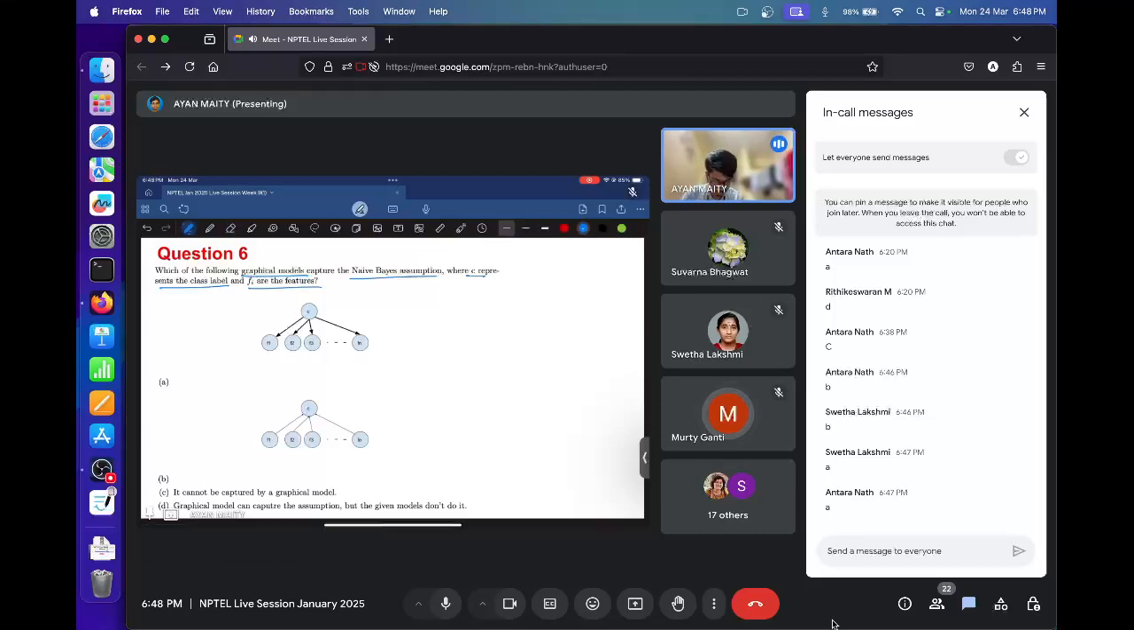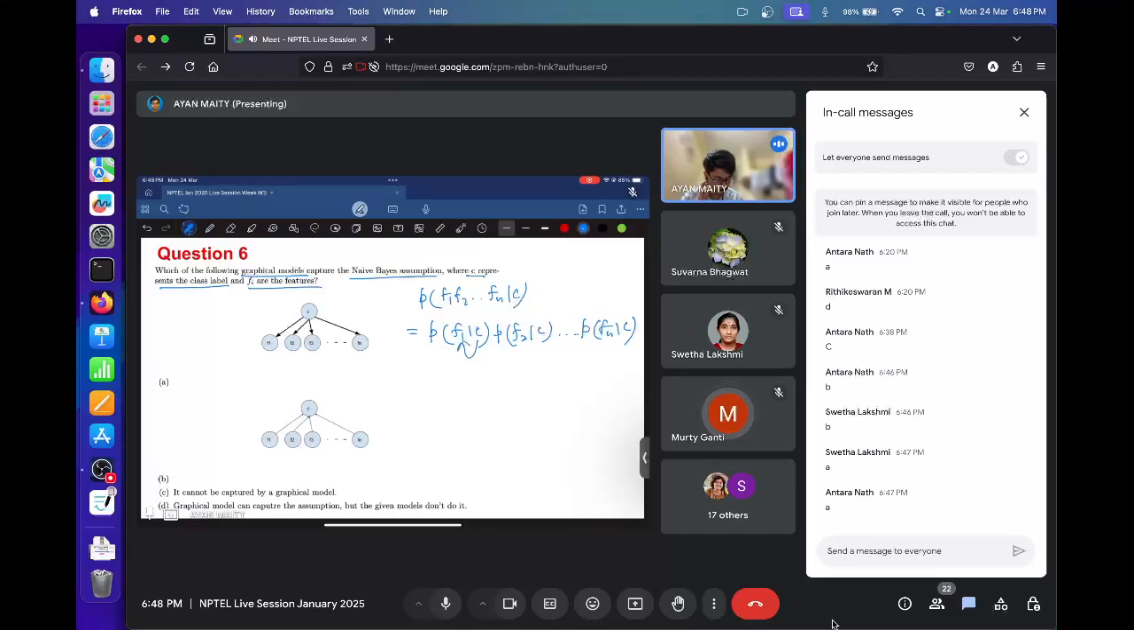So in naive Bayes classifier, the joint probability of F1, F2, Fn given C can be written as probability of F1 given C, probability of F2 given C, up to multiplication probability of Fn given C. So each of these features is dependent on this class variable C.